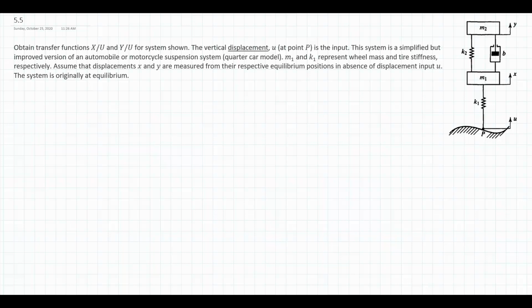And we're going to find a second transfer function for mass 1, which is meant to represent the tire, at x. So we want to find two transfer functions here, x over u and also y over u.